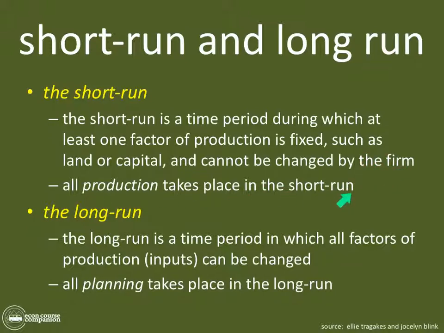All production takes place in the short run. What does that mean? Factors of production. Back to the basics. Land, labor, capital, entrepreneurship. Forget entrepreneurship for a second. In the short run, you have land, labor, capital. What are the most difficult things to change? They are land and capital. Land is the actual surface of the earth or whatever minerals you might be using. Capital, of course, is the plant or the factory or the machines that you are using for production. Those are pretty fixed compared to labor.